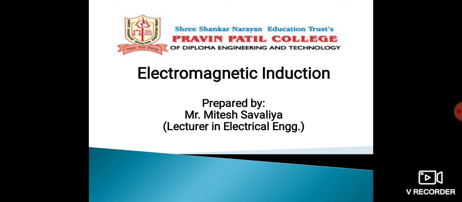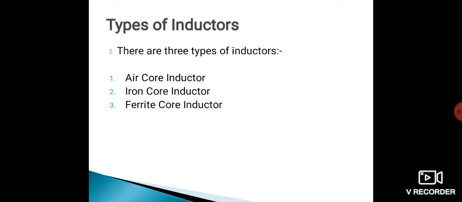Now in this video we are going to learn about the types of inductors, how many types of inductors are available in the market. There are a total of 3 types of inductors available in the market: first is the air core inductor, second is the iron core inductor, and third is the ferrite core inductor.